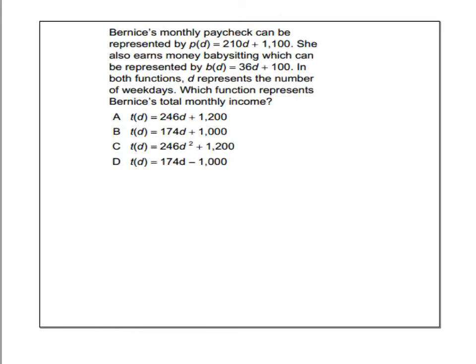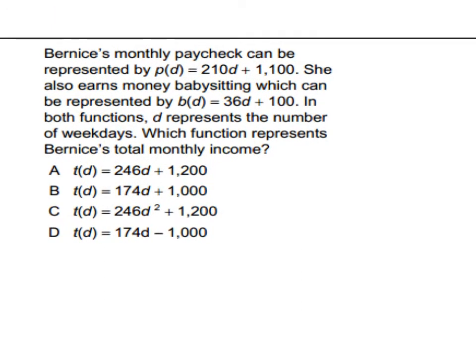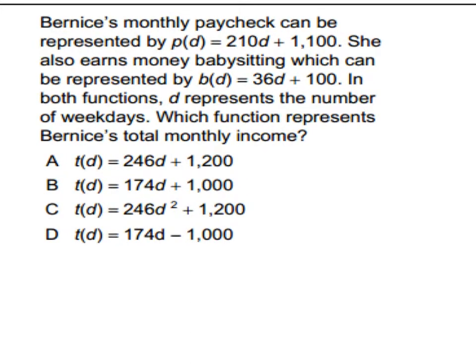Last problem for today, we have Bernice's monthly paycheck, which can be represented by P of D equals 210D plus 1100. And she also earns babysitting money of B of D equals 36D plus 100. D represents the number of weekdays, and they want to know which function would represent her total monthly income. Again, work on this problem. You might want to start individually and then compare your answers with your group members to see how you're doing.